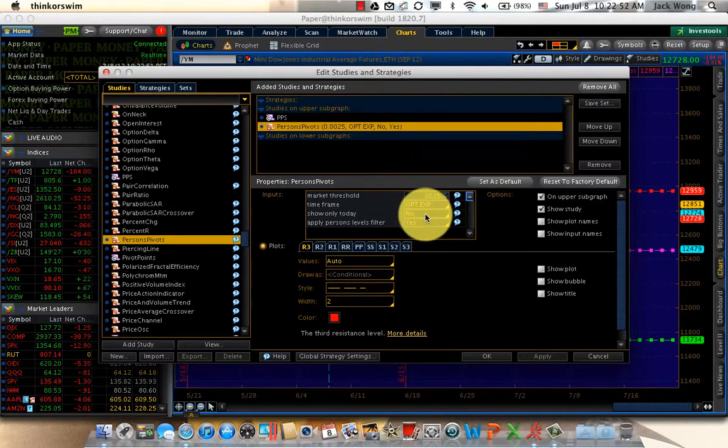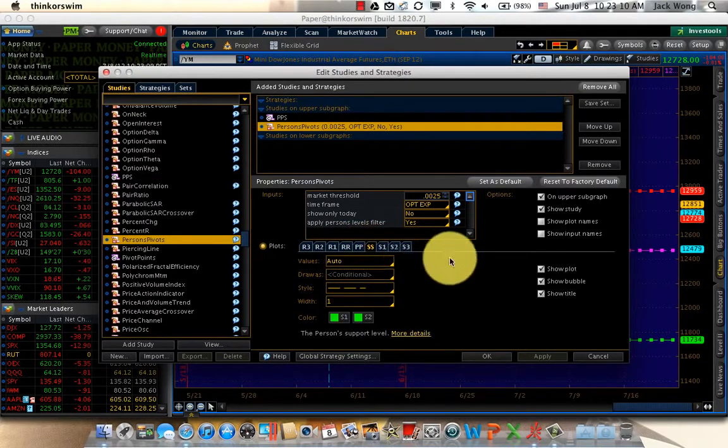On show only today, I will just say no, because I want the pivot studies to be shown as lines on the chart. And last but not least, apply Person's level filter. I will say yes. On the plus, which is here, you will focus on RR, PP, and SS. The colors are given by the Thinkorswim platform as default, and I'll just stick to them without making any changes. You just have to make sure that show plot, bubble, and title are all checked with RR, PP, and SS.